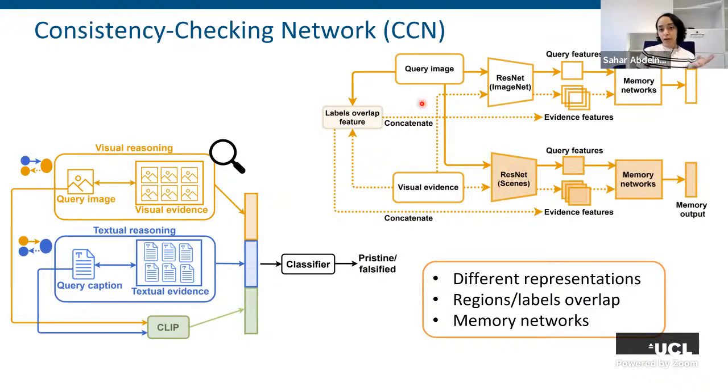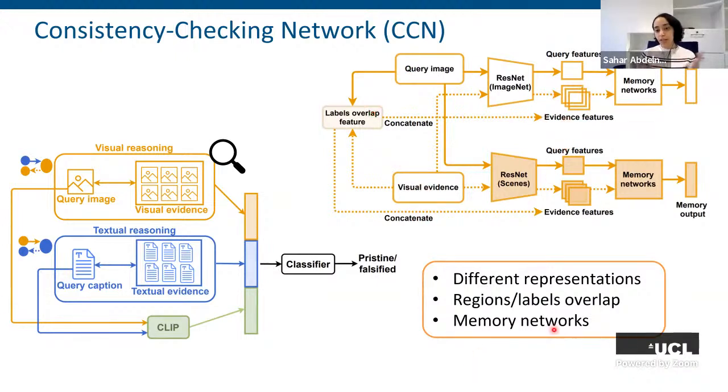And also, to have more fine-grained reasoning about the regions in overlap or the similarity between the query and the evidence, we compute labels of regions in each image, and we compute a feature that is the count of the overlapping labels of regions between the query and each visual evidence item. And then we concatenate that with the evidence features.